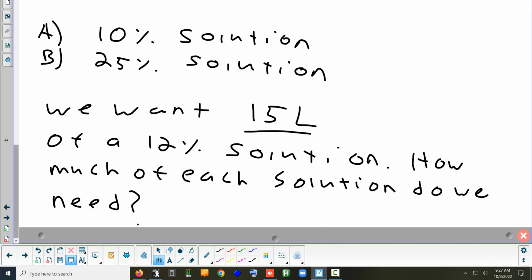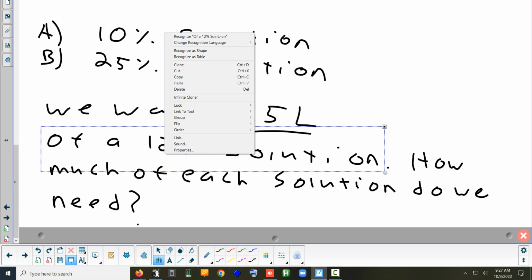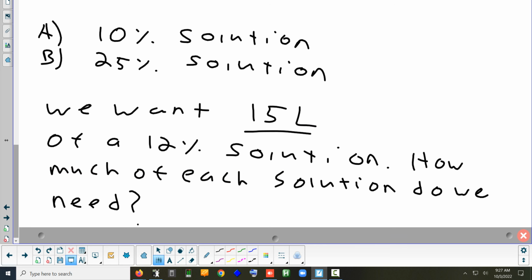You can always make a strength that's in the middle of the two. Like you could never end up with a strength of 40% because you're starting with 10 and 25. You don't have a strong enough one to make 40. So you can end up with something between the two by mixing them correctly.